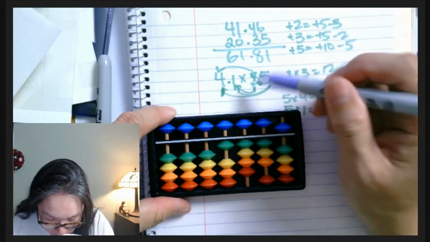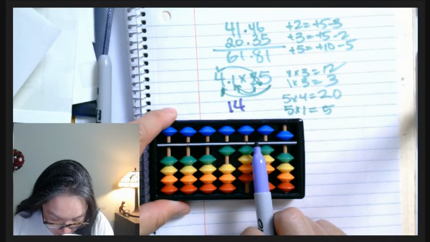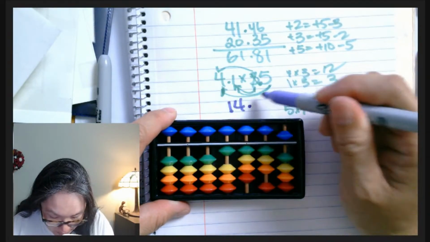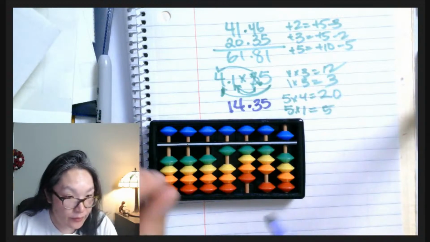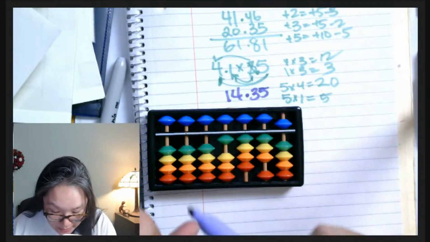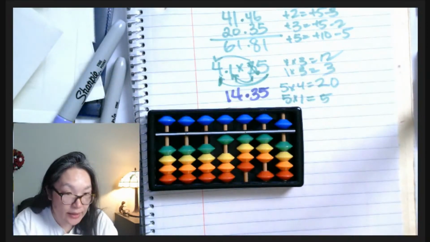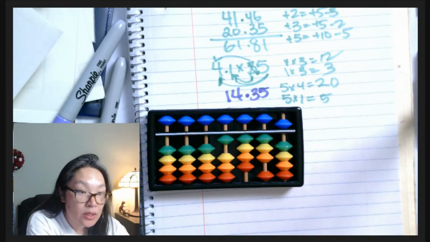So then my answer, I should have changed colors. I'm sorry. So my answer is 1, 4. My decimal is here. 0.35. Right? So we don't need to line it up because the abacus helps track it. We just need to be able to count.